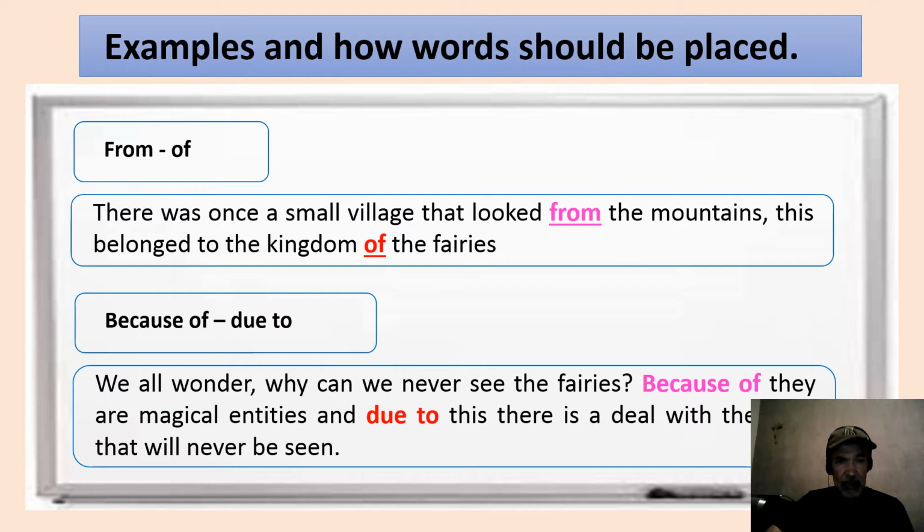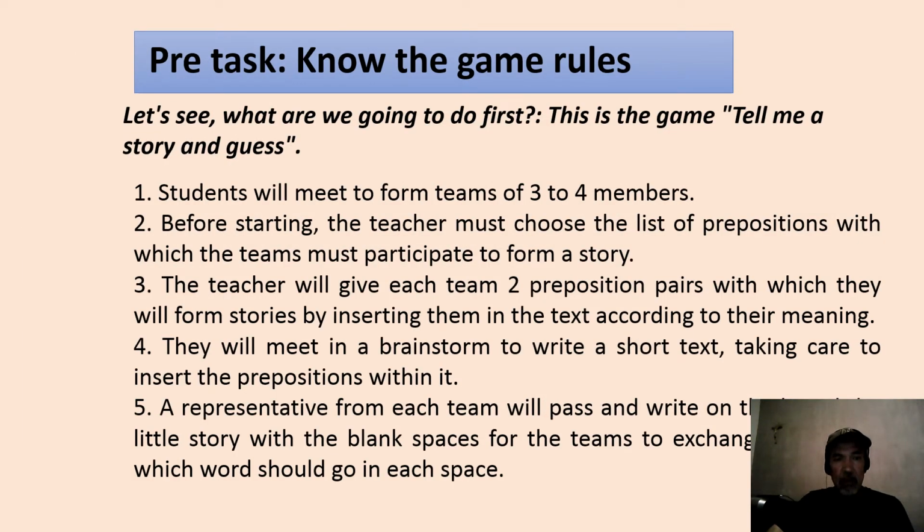We see another example: the prepositions because of and due to. We all wonder, why can we never see the fairies? Because of they are magical entities, and due to this, there is a cause that they will never be seen. Okay? We continue.